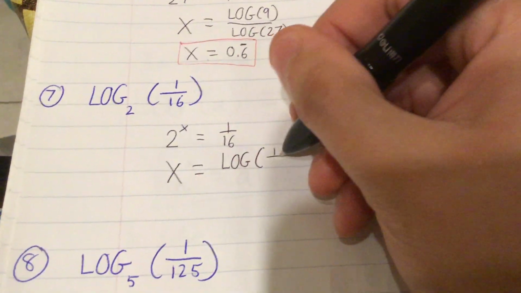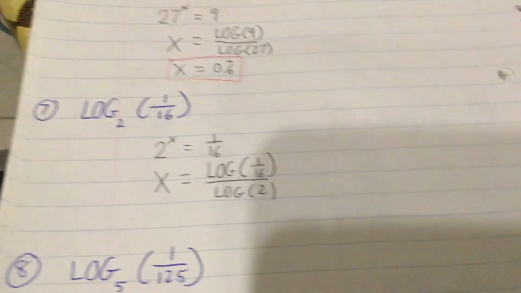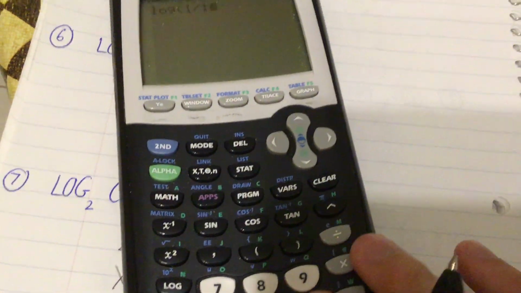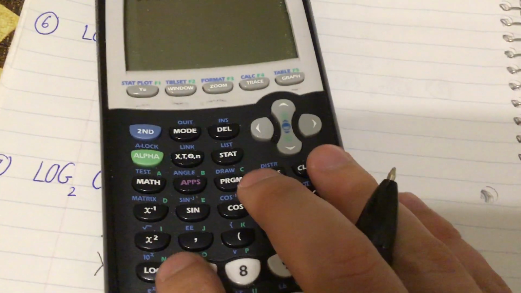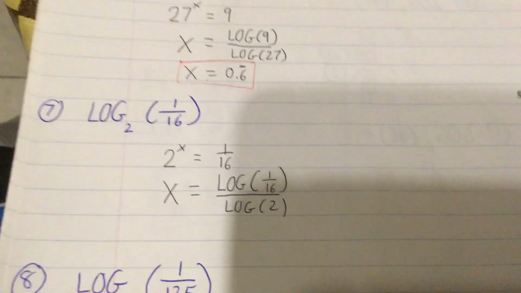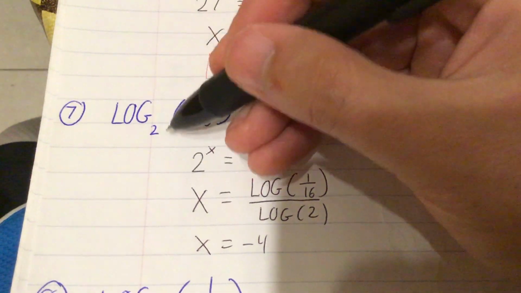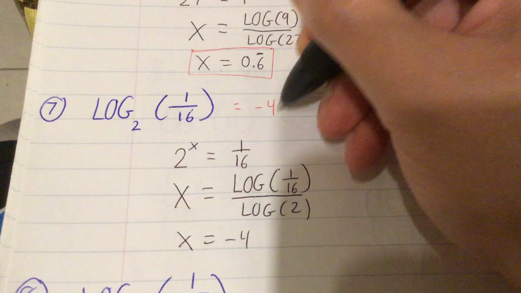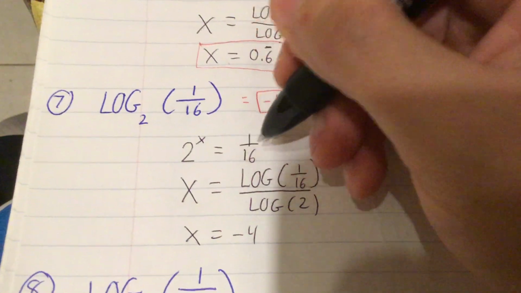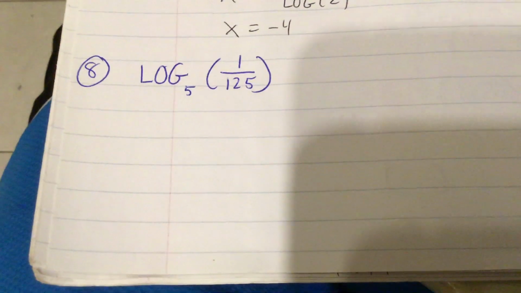So we take the log of the output, 1/16, divided by the log of 2, and we close the parentheses. So let's do that. Log of 1/16, close the parentheses, divided by log of 2. -4. That makes so much sense. So x is equal to -4. Therefore, log base 2 of 1/16 is -4, because 2 to the -4th power is 1/2 to the 4th power, which is 1/16. Okay? All right, let's see if you can do number 8.